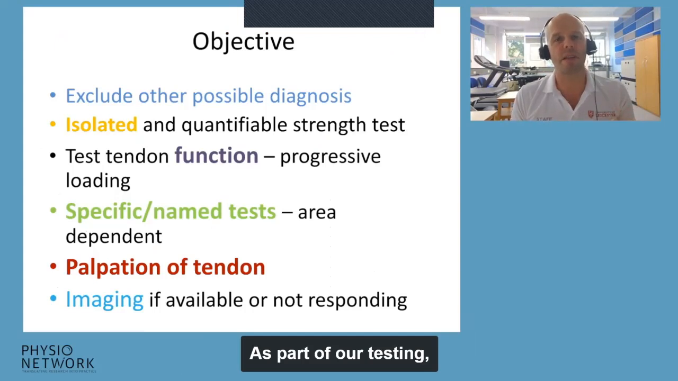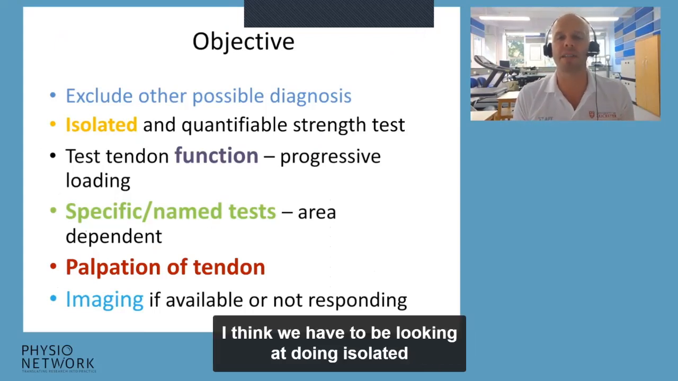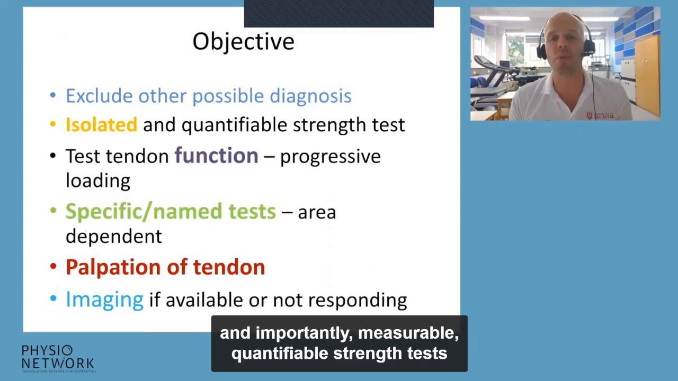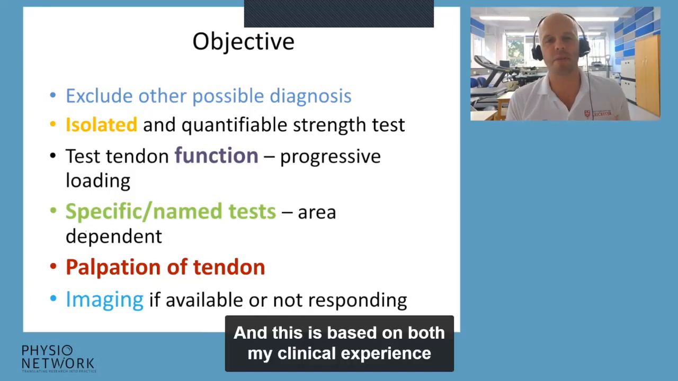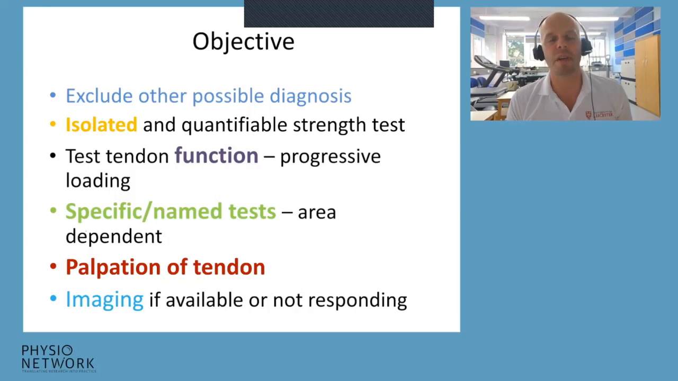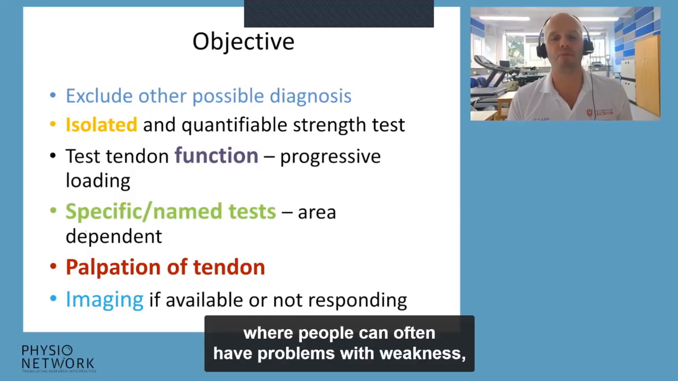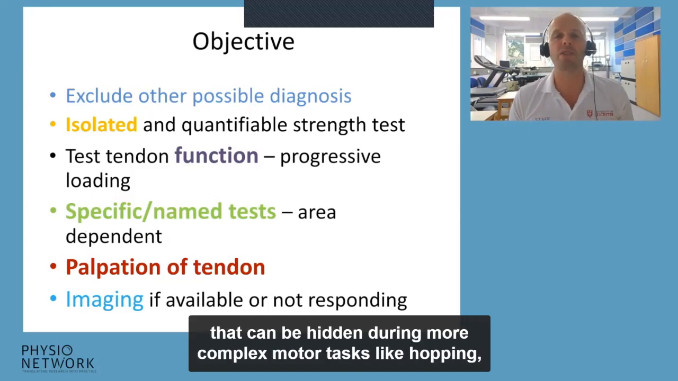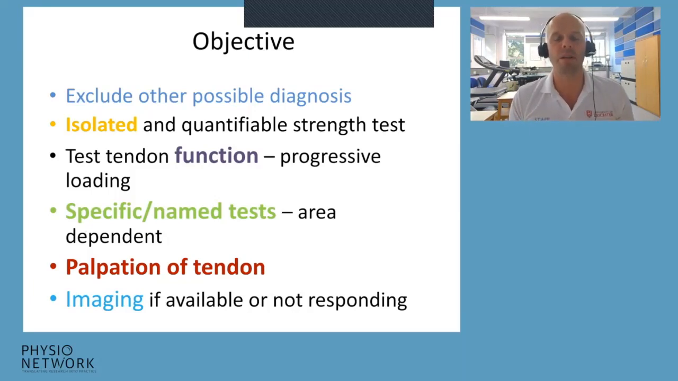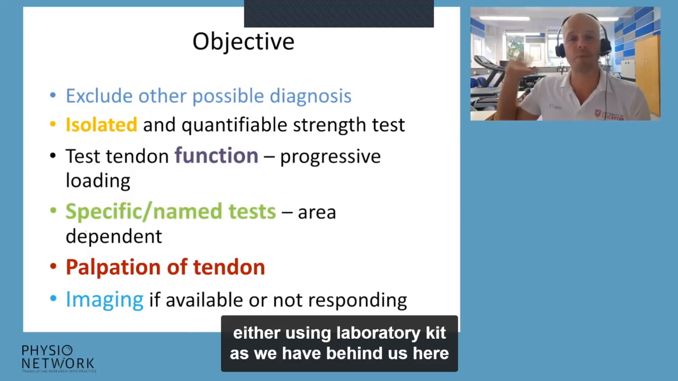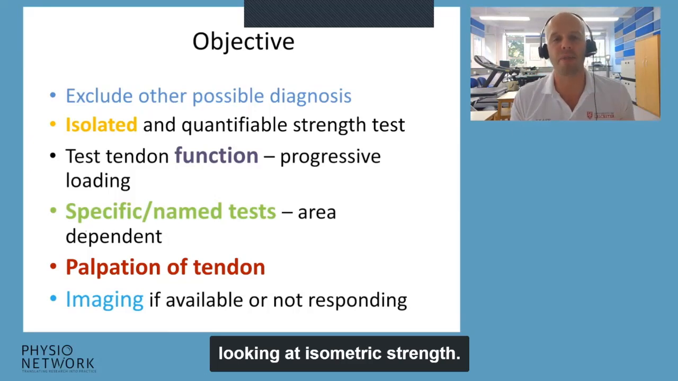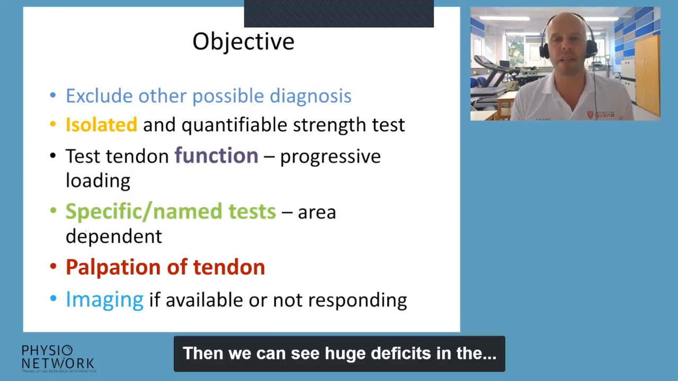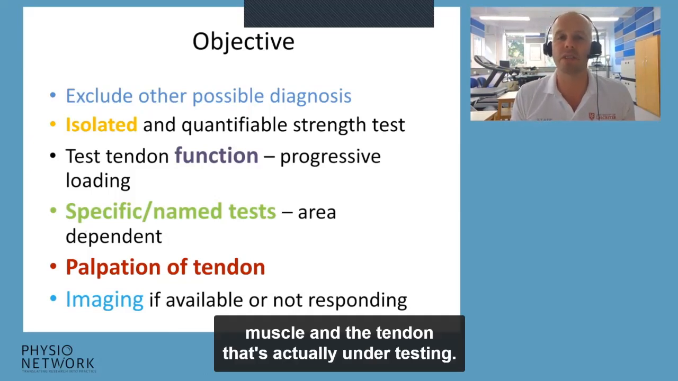As part of our testing, I think we have to be looking at doing isolated and, importantly, measurable, quantifiable strength tests for the muscle that's involved. This is based on both my clinical experience but also my research experience, where people can often have problems with weakness that can be hidden during more complex motor tasks like hopping. Whereas when you actually isolate the muscle, and you test it either using laboratory kits as we have behind us here, or using some simplistic clinical tests looking at isometric strength, then we can see huge deficits in the muscle and the tendon that's actually under testing.